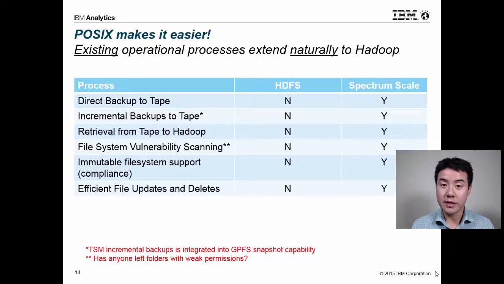File system vulnerability scanning. This is really important for security. For compliance, sometimes we have to prove that a file hasn't changed. So Spectrum Scale offers something called immutable file sets. And finally, a lot of people are surprised when they learn that HDFS isn't really good at things like updates. Spectrum Scale is really good at updates and deletes, as you would expect a mature enterprise file system would.